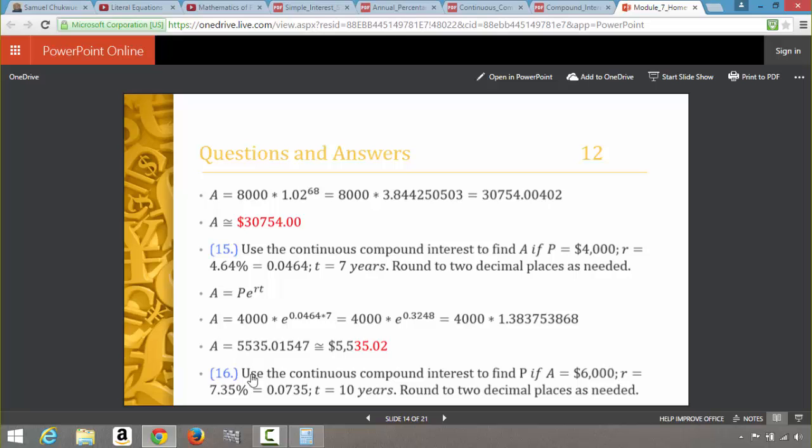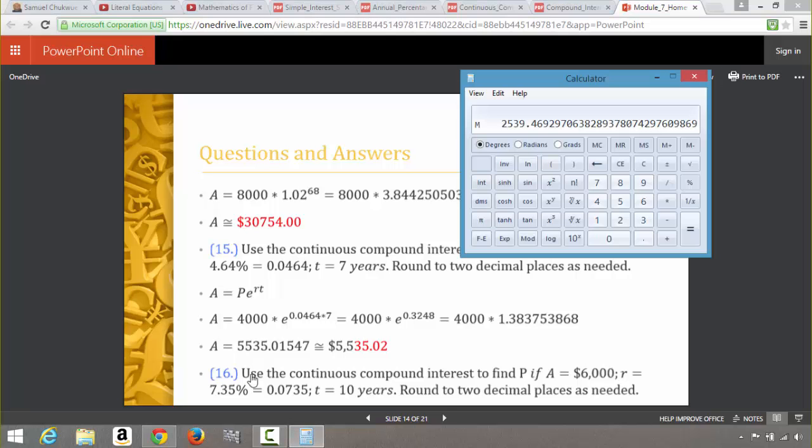All right, so you do the same. You want to do it step by step. Let me cancel this memory and let me clear entries. You do this first, 0.0464 times 7 equal to, see that it gives you this. And then we have to do E exponent that.